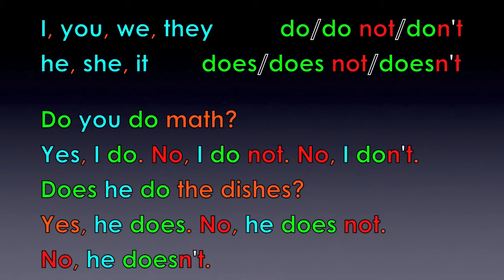I, you, we, they, do, do not, don't. He, she, it, does, does not, doesn't. Do you do math? Yes, I do. No, I do not. No, I don't. Does he do the dishes? Yes, he does. No, he does not.